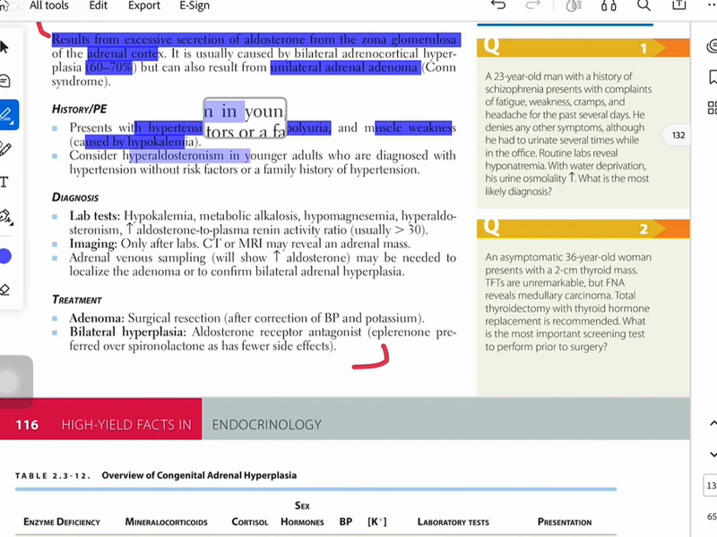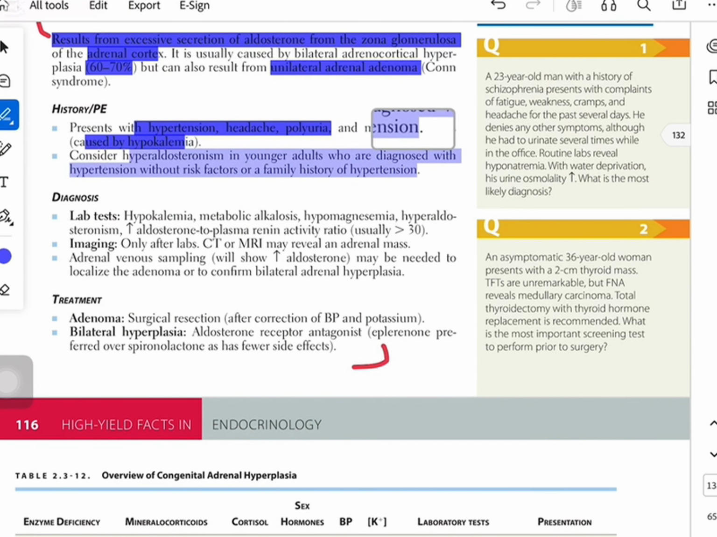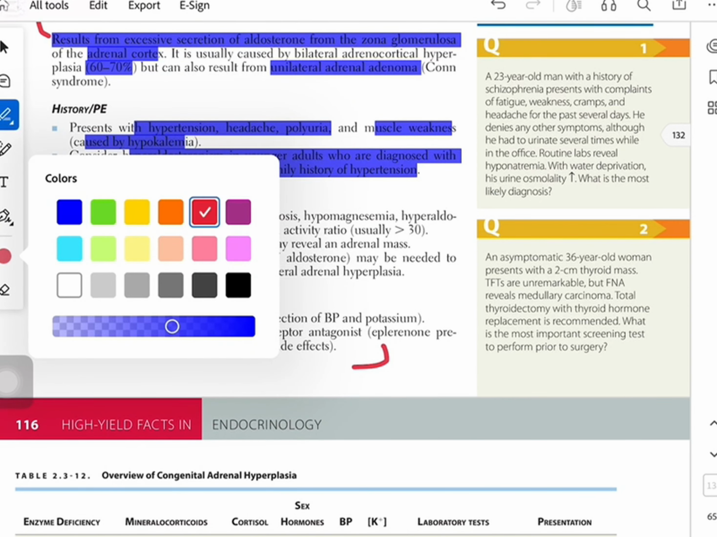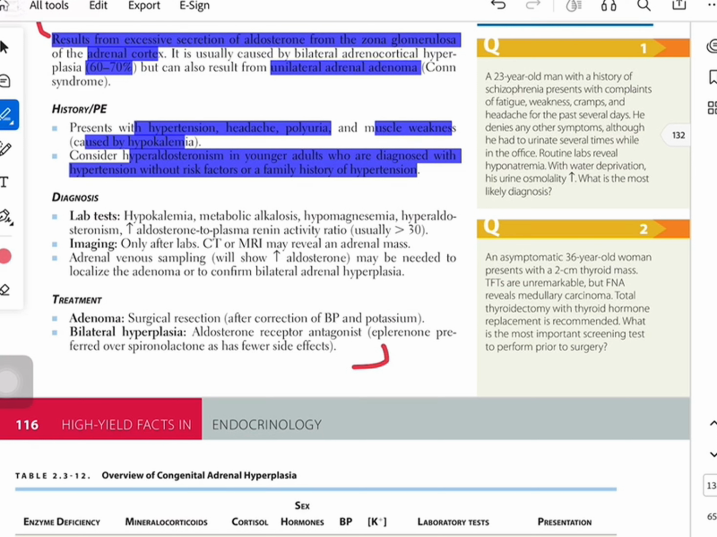Consider hyperaldosteronism in a young adult who is diagnosed with hypertension without risk factors or a family history of hypertension. It means that if someone has hypertension and the person is young, maybe 30 years old, and we are looking for the cause, first of all we have to focus on hyperaldosteronism, because it can lead to hypertension in a young person. Lab tests: hypokalemia, which I have discussed in detail, metabolic alkalosis, hypomagnesemia, and a high aldosterone to plasma renin activity ratio, usually more than 30 as written here; in some books it's written more than 20.